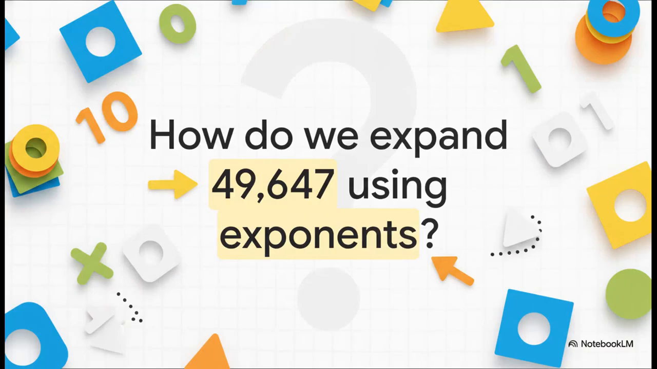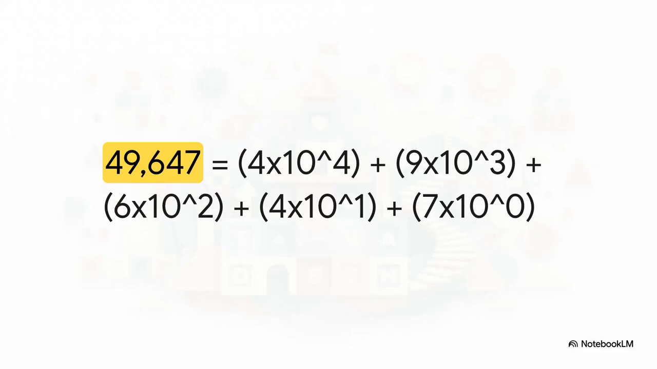All right, let's put this all together. Here is your primary 7 super skill challenge. How do we expand our number, 49,647, using these exponents we just learned about? We already expanded it using basic values a minute ago. Now let's upgrade it to those scientific powers of 10. And here it is, the final expanded form using indices.